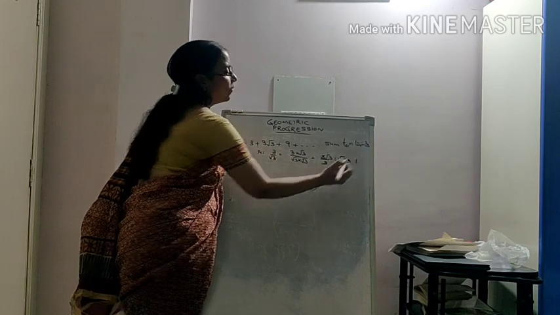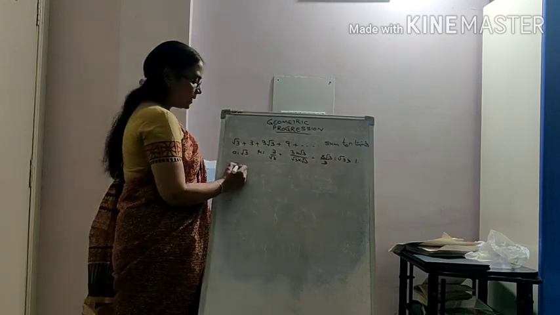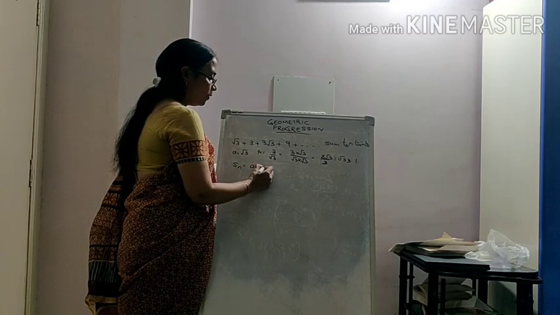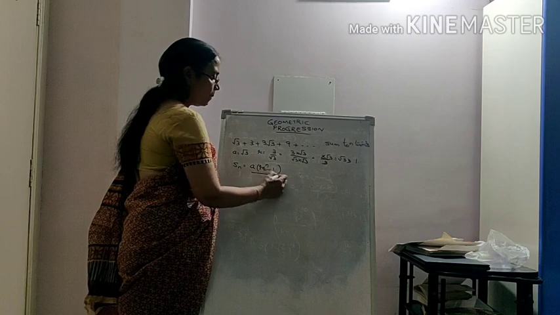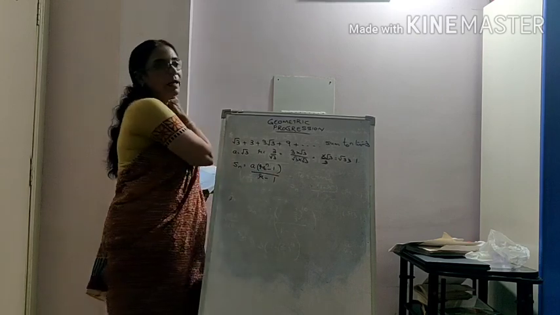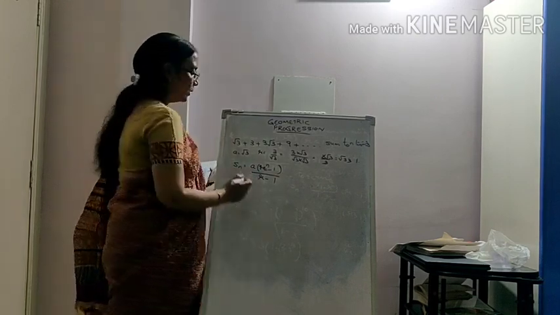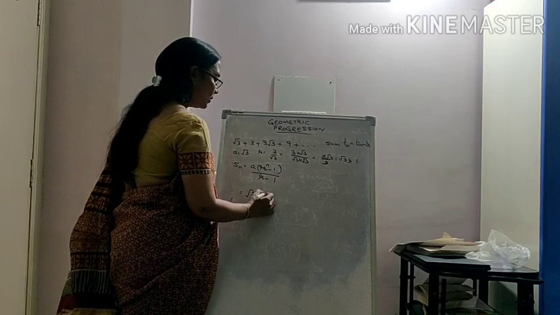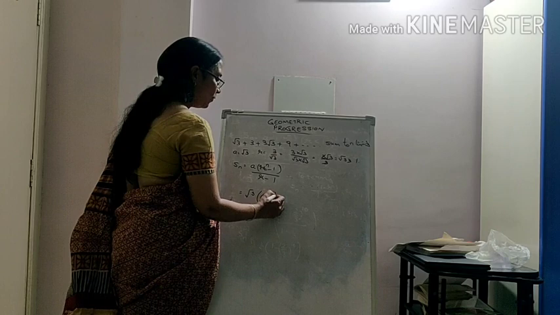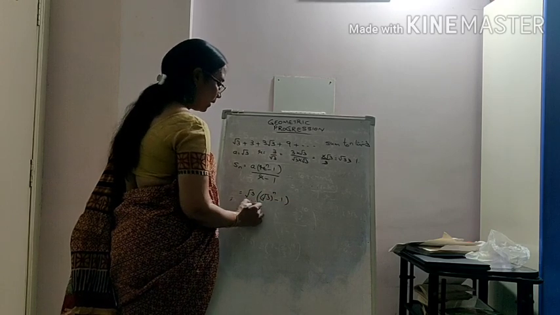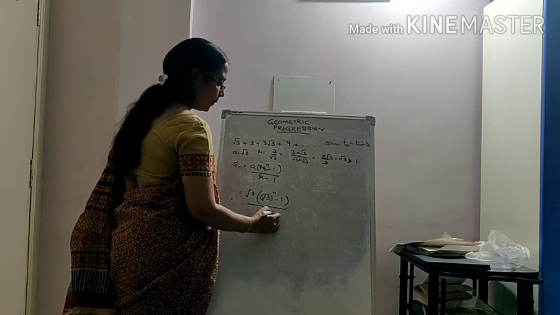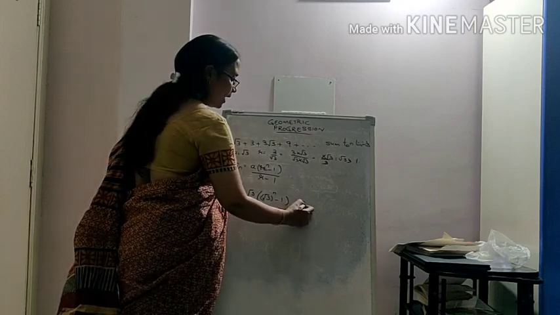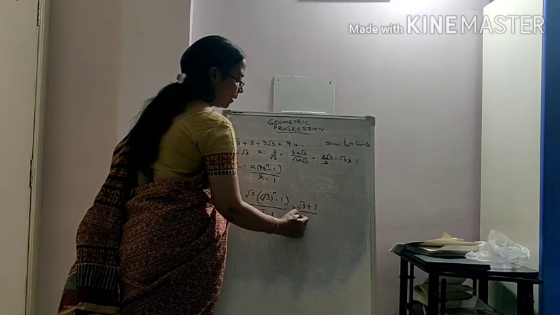is greater than 1. So this time Sn will be a into r to the power of n minus 1 upon r minus 1. So here a is root 3, r is root 3, whole to the power of n minus 1 upon root 3 minus 1. Denominator being irrational, let us rationalize it by root 3 plus 1.